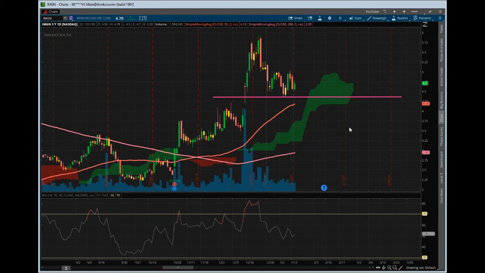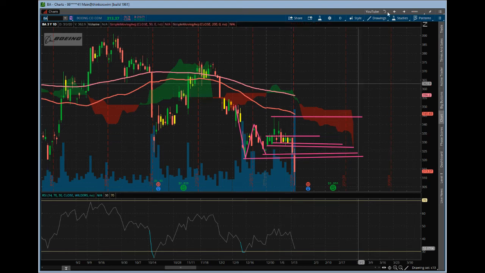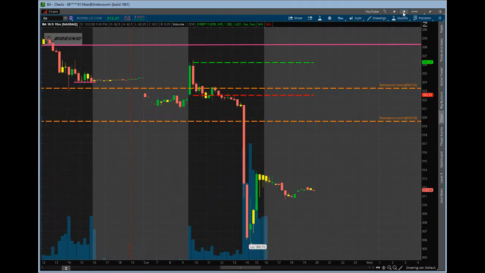I got you. Yeah. Boeing. Yeah, absolutely. It is something else, right? I mean, look at the price action today. It was just nuts, right? Just chop, chop, chop, chop, chop, inside candle, and then all over the place.